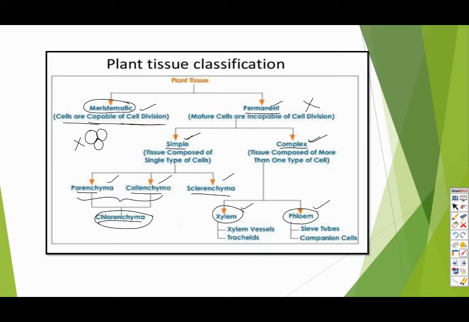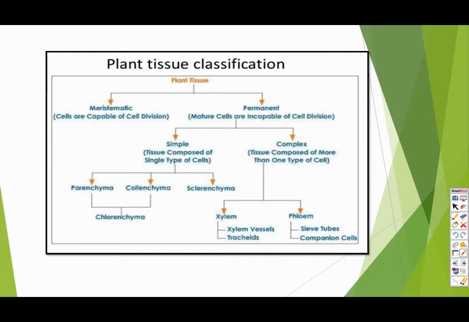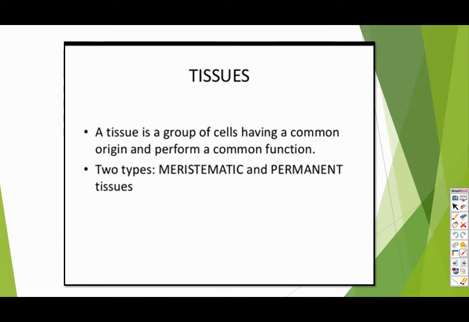Now, moving ahead, coming to tissues. What is a tissue? A tissue is a group of cells having a common origin, and they perform a common function. That means the origin is similar and the function is also almost the same. So what is a tissue? It is a group of cells having a common origin and performing a common function. Now, moving ahead, there are two types of tissues, as we have already drawn: meristematic and permanent.